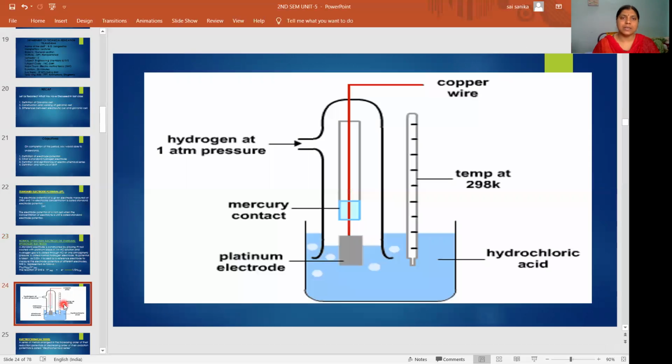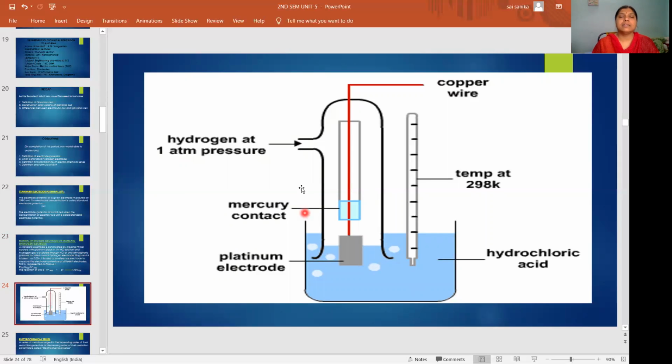So if you see here, this is the beaker. In that beaker, we are taking the electrolytic solution, that is HCl, hydrochloric acid, 1 M concentration.